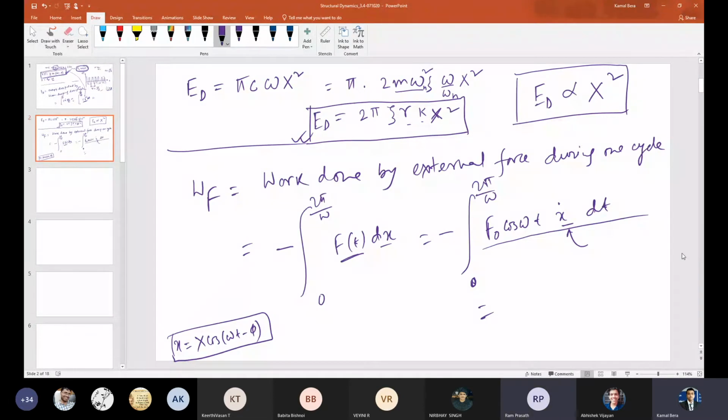Sir, I'm getting minus pi X F naught sine phi. You are getting minus pi X F naught sine phi, right? Yes, sir. Please check. Okay, anyway, now you substitute. What is sine phi? Then you have almost done, right? From tan inverse we can get it. Tan phi is what? 2 zeta divided by 1 minus r square. So tan phi you know, you can find out sin phi. Substitute there and tell me what you finally get.